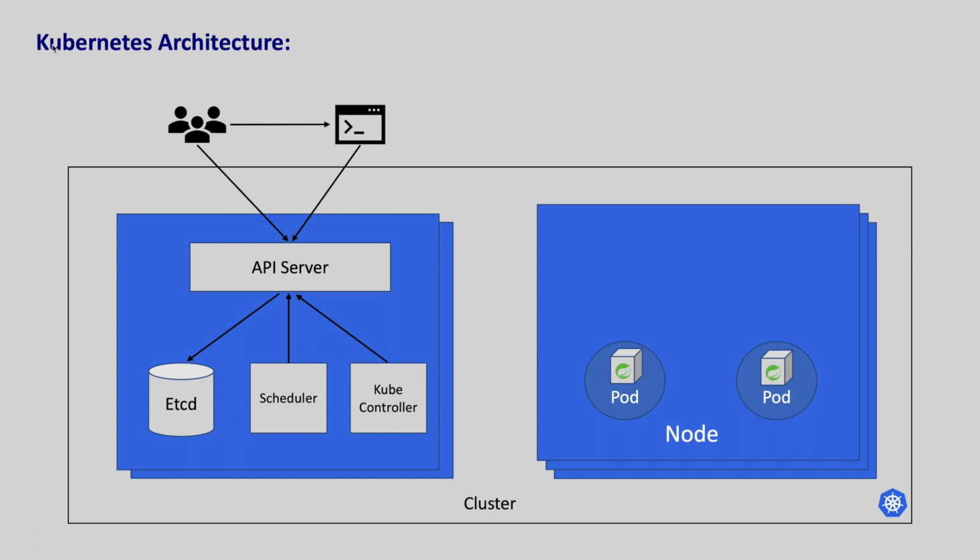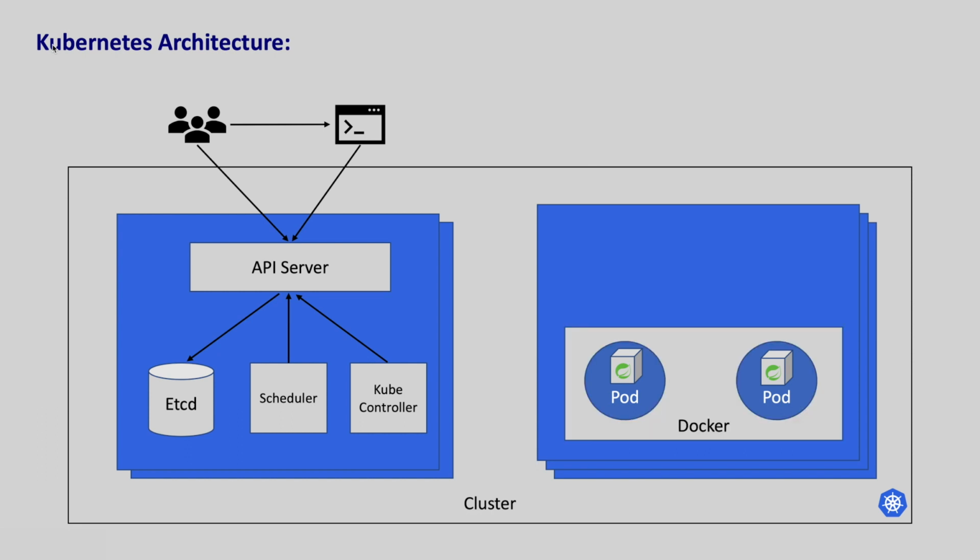Now let us look at node components. Node components run on every node, maintaining running pods and providing the Kubernetes runtime environment. The first node component is the container runtime. To run a container from an image, we need a container runtime. There are many container runtimes available in the market like Rocket, Containerd, Docker, etc. Docker is the most popular container runtime.